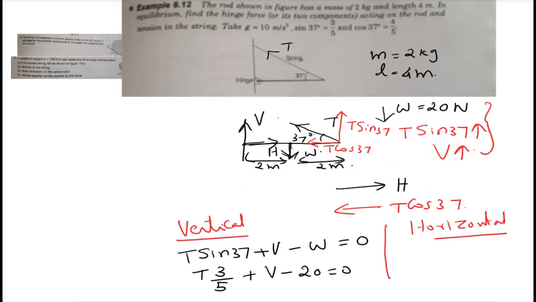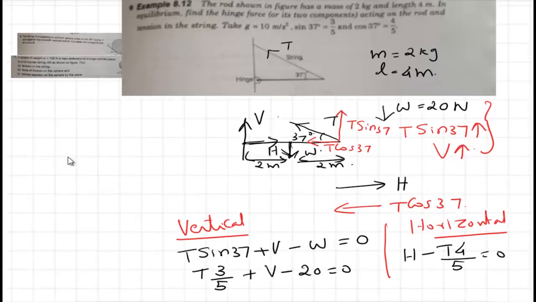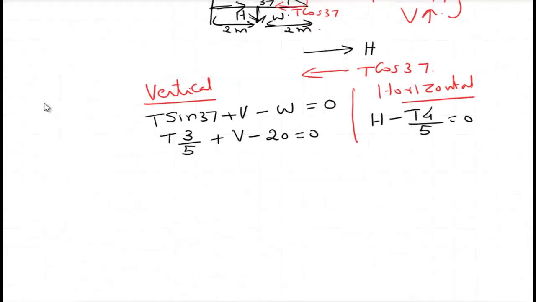Horizontally, I can consider the positive side: H minus T cos 37, where cos 37 is given as 4 by 5, equals 0. So we got the two equations. Here we need to find the hinge force. Hinge force means we find the horizontal and vertical components, then find the total hinge force. Here I'll tell you how to do it.